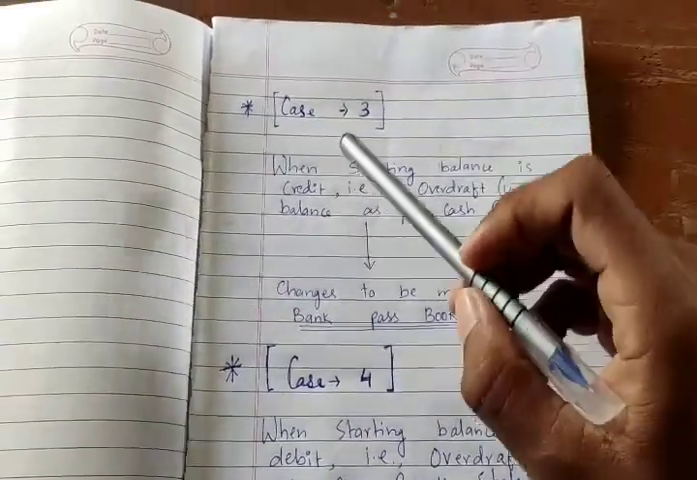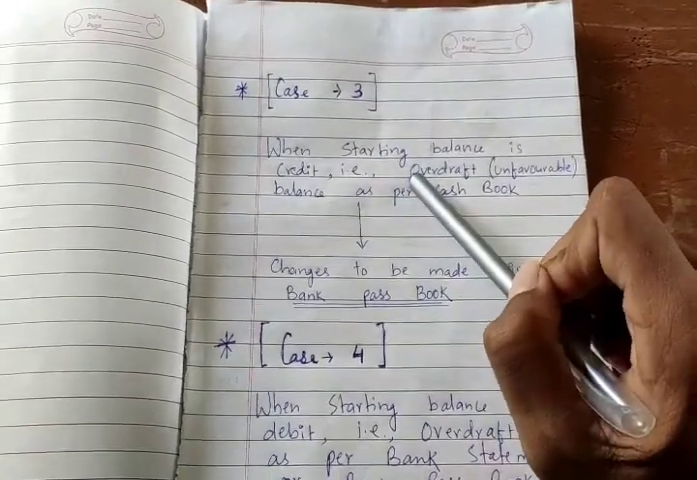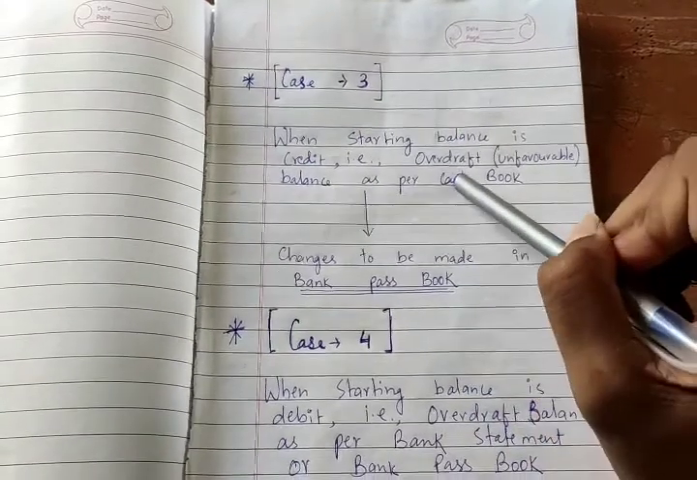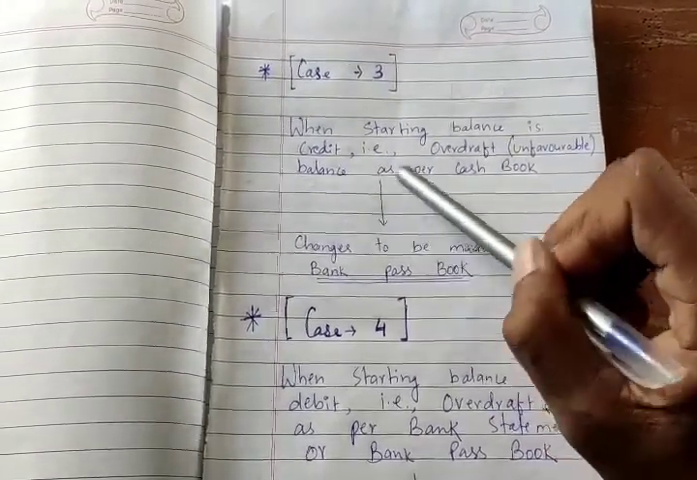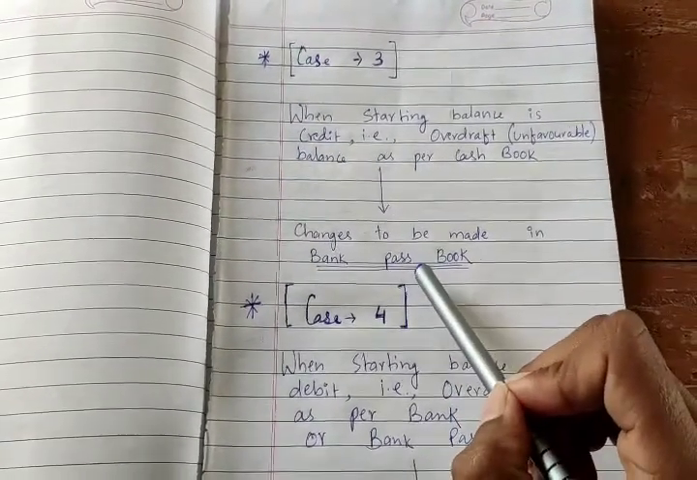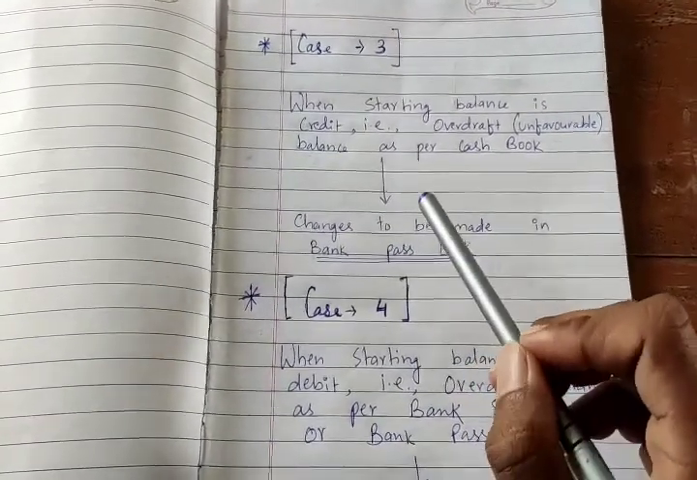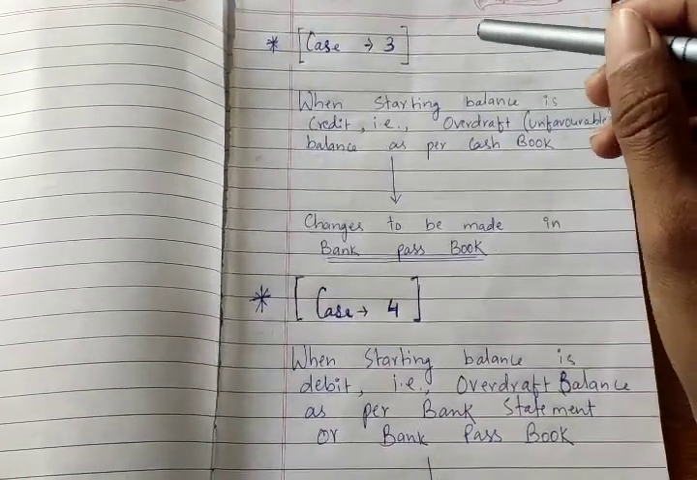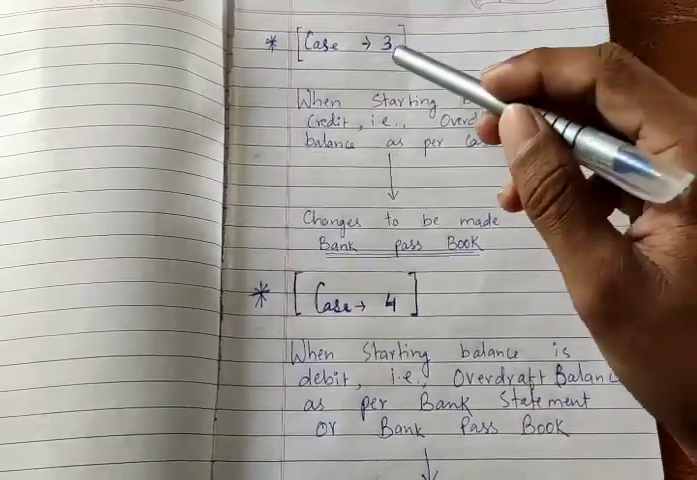So in case 3, when starting balance is credit, that is overdraft. Overdraft is also called unfavorable balance as per cash book is given. So when overdraft balance or unfavorable balance as per cash book is given, we make changes in passbook. Clear? Like case 2. So case 3 is equivalent to case 2. Whatever you used to do in case 2, you will apply the same concept in case 3.